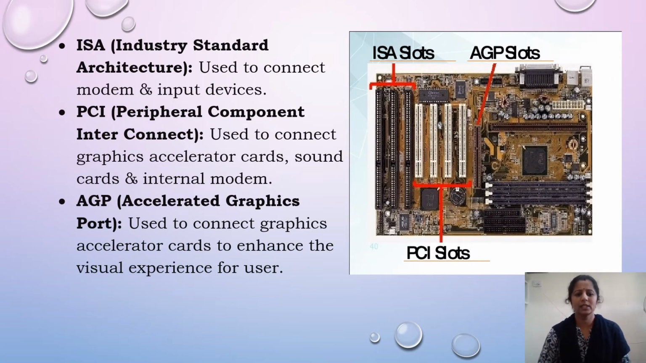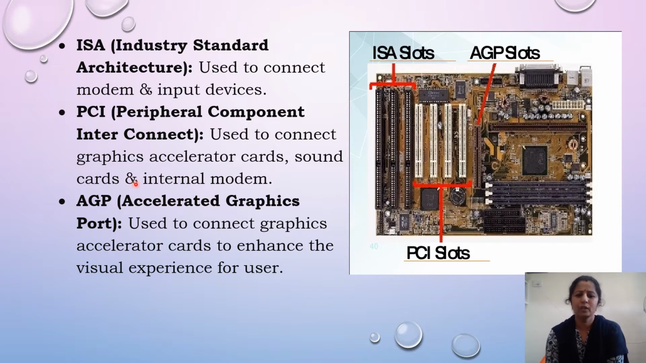First we'll discuss ISA slots, PCI slots and AGP slots. ISA is used to connect your modem and additional input devices to your computer. We require ISA slots, that is your Industry Standard Architecture slots. If you want to connect to the internet with a modem, we need a landline. Modulation and demodulation will be done by your modem. If you want to add the modem device and the input devices to your computer, then we need ISA slots.